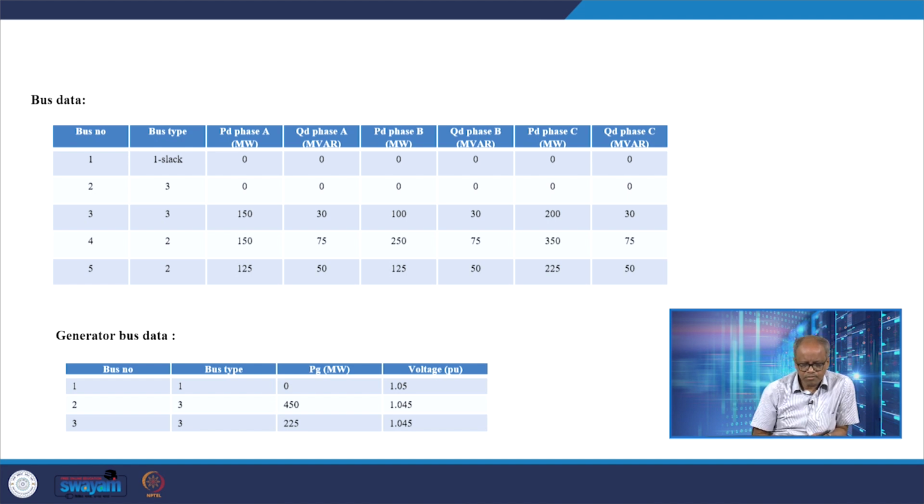We said that bus 1 is a slack bus, and bus 2 is a generator bus, so it doesn't have any load there. At bus 3, although it is a generator bus, it has some load at its terminal. Generators 1 and 2 don't have any load at their terminals, but generator 3 also has load in all the phases at its terminal.